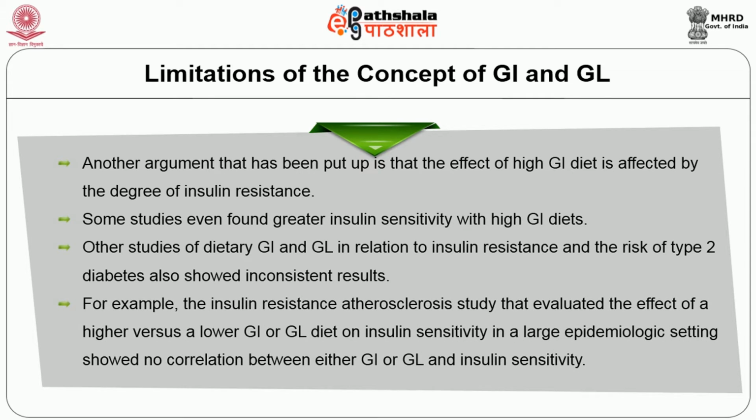For example, the insulin resistant atherosclerosis study that evaluated the effect of higher versus a lower glycemic index or glycemic load diet on insulin sensitivity in a large epidemiological setting showed no correlation between either the glycemic index or glycemic load and insulin sensitivity.